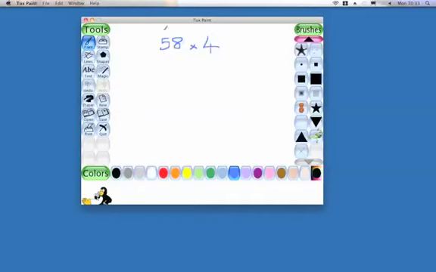So when we look at 58, we have 8 units and we have 5 tens. So let's break it up into those parts. 5 tens is of course 50. And we have our 8 units over here. And now we've broken it up into parts, we can now times each part by 4. So we can do 50 times 4 and 8 times 4.